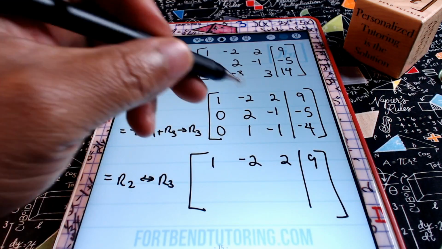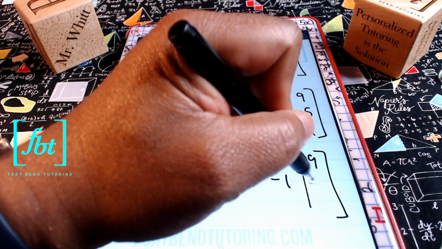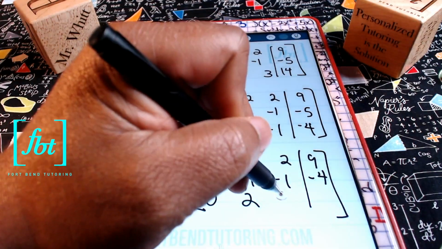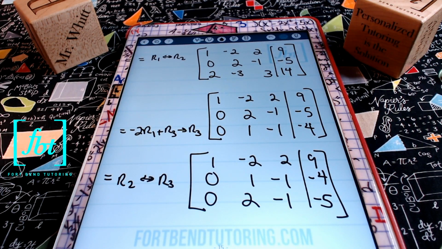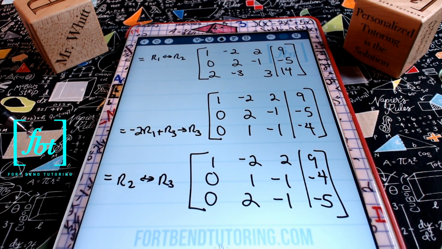And then my second row now being 0, 1, negative 1, and negative 4, while the third row is 0, 2, negative 1, negative 5. All right. So I don't try to predict too much when I'm doing the Gaussian elimination process, guys. I just take the steps as they come. Okay. So I just saw that this was going to be a better situation for me as far as getting my main diagonal to be 1s. So that's what I wanted.